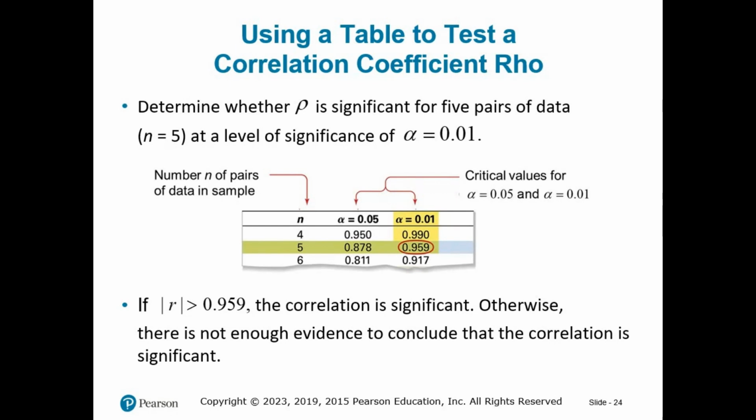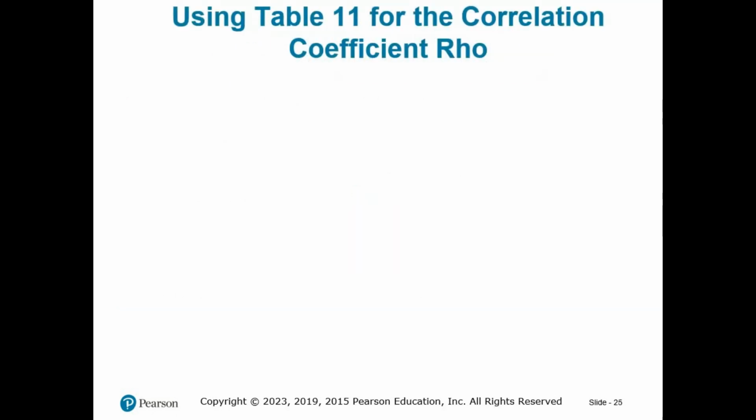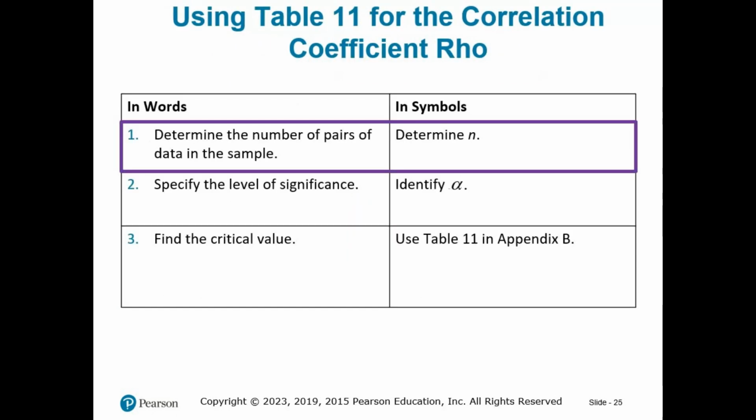If the absolute value of R is greater than the value you come up with when you meet the alpha and N column and row together, then the correlation is significant. Otherwise, there's not enough evidence to conclude that the correlation is significant. Let's go over the process in words and symbols. First, determine the number of pairs of data in the sample, the N value. This is how many pairs of X and Y you have.